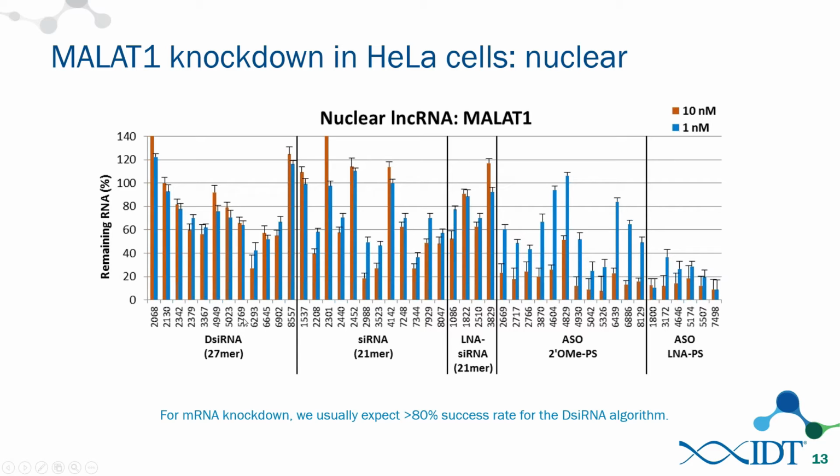MALAT1 is our first nuclear target, and as you can see, while we did find some reagents to knock down MALAT1 for the RNAi reagents, overall, the antisense oligos outperformed the RNAi reagents for knockdown, especially at the 10 nanomolar dose, where almost all of the sites tested gave about an 80% knockdown or greater at the 10 nanomolar dose.